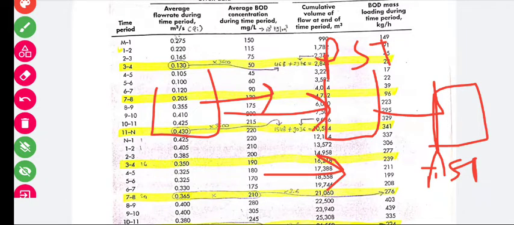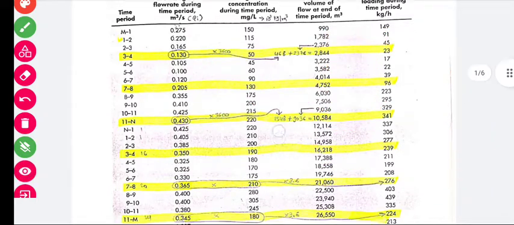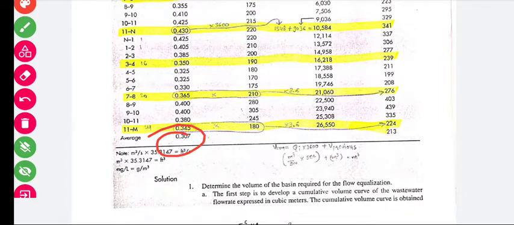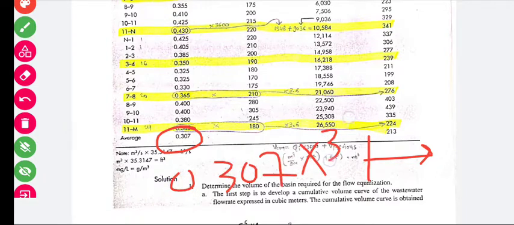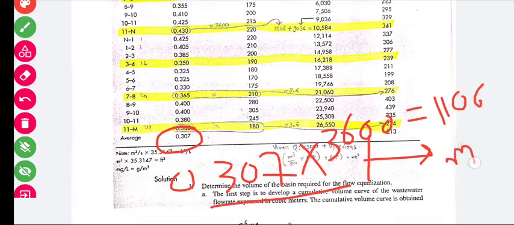So how much constant outflow will be? Just take the average. This is what you will provide as outflow. This is what you will fix, 0.307. If you multiply with 3600, it will be meter cube per hour. This will be your outflow per hour, and it will remain fixed because you have to supply the wastewater at a constant flow rate. So 0.3 is equal to 1106 meter cube per hour. So outflow will remain constant, but inflow will vary.